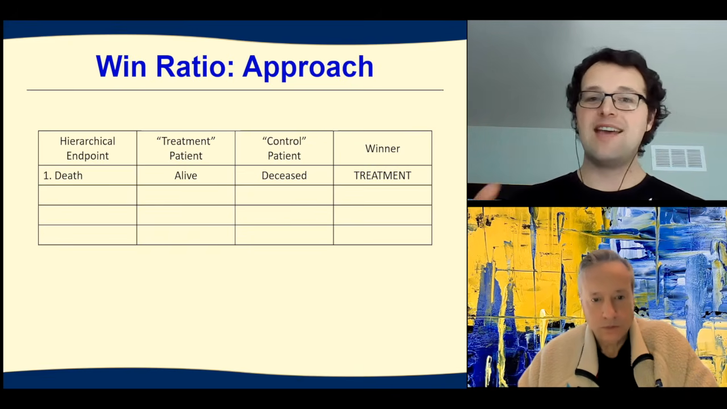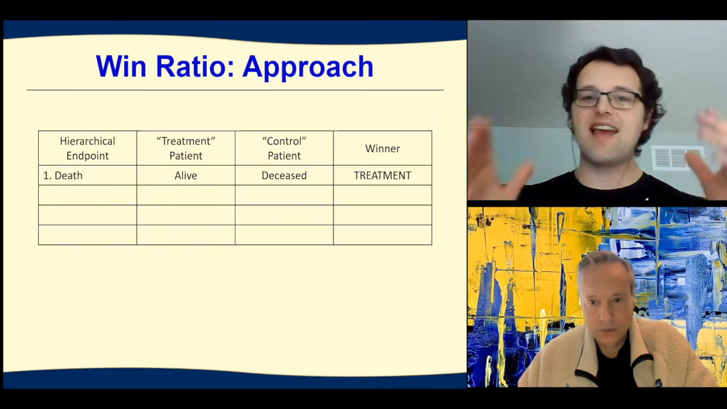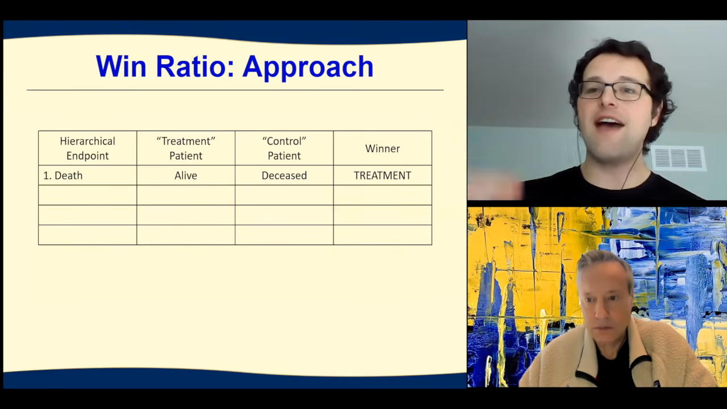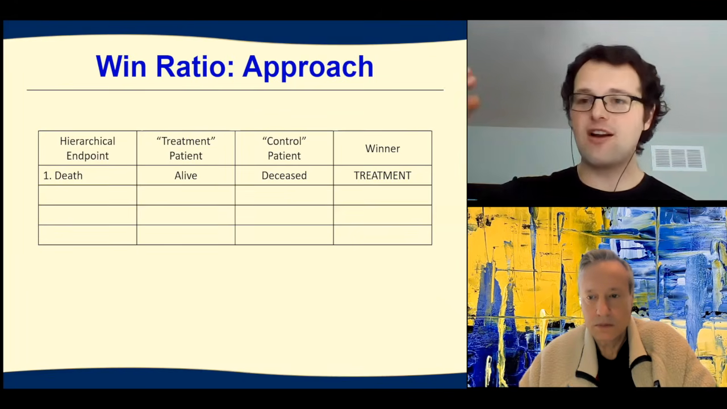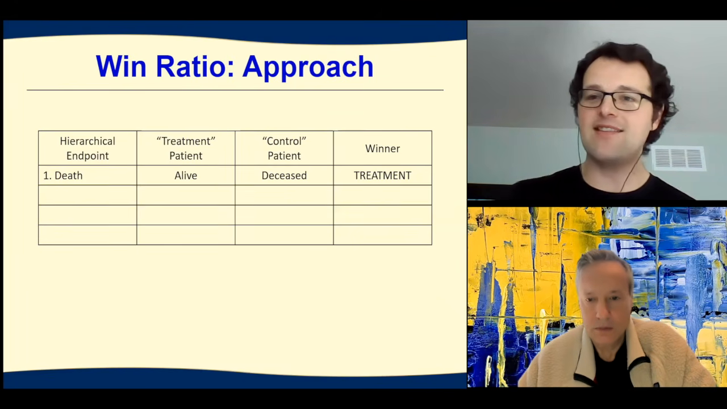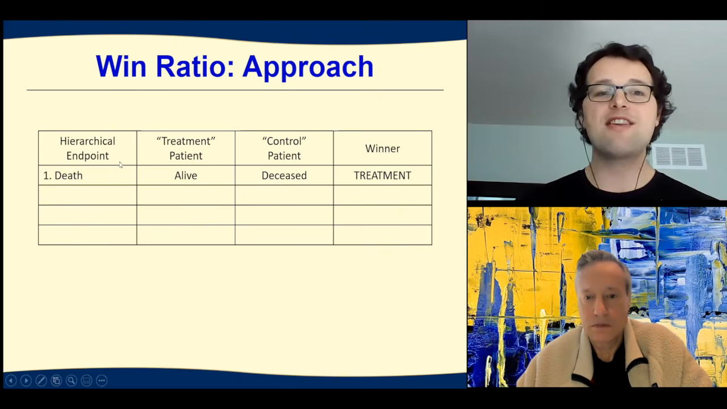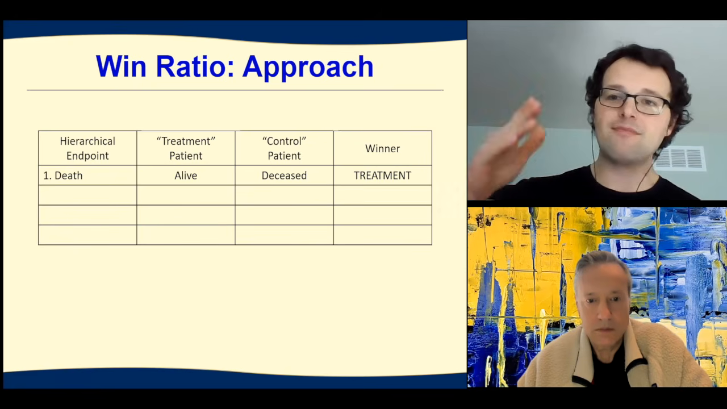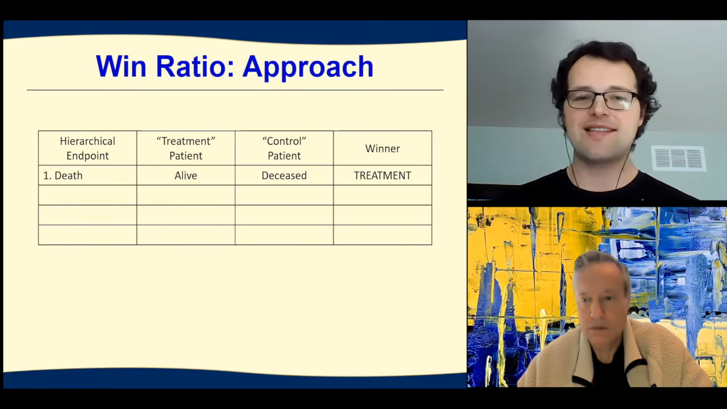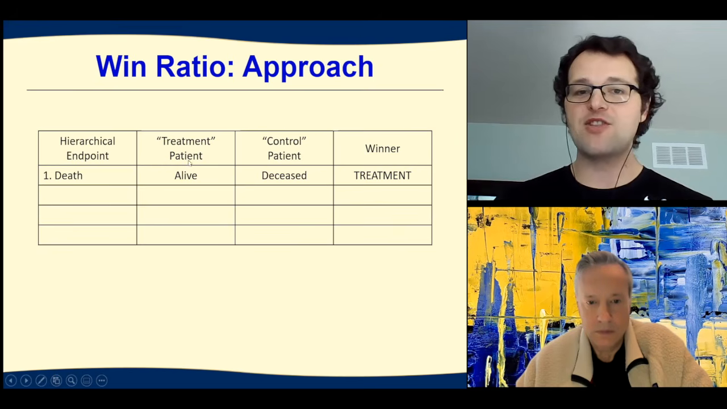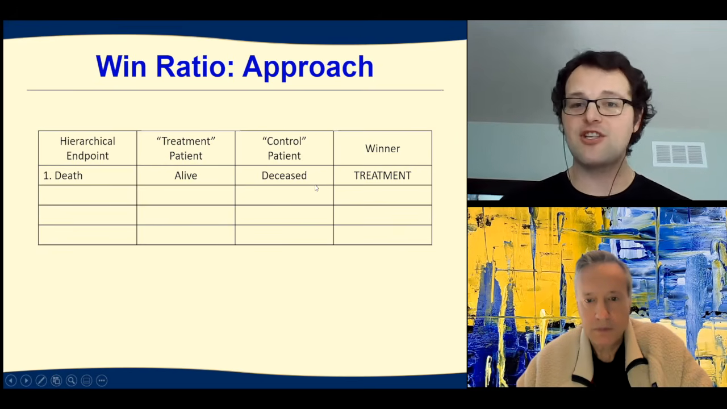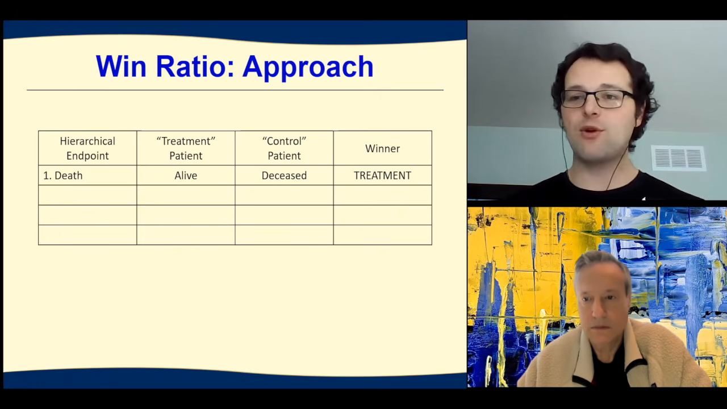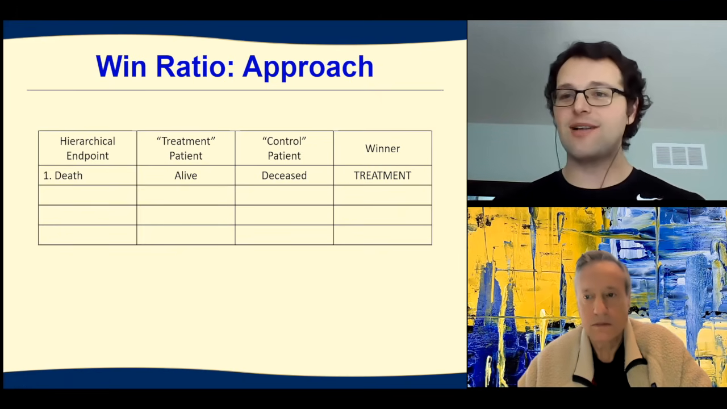What you do is for every pair of patients, every treatment and control patient in your data set, you go down your list of endpoints and you pick a winner in a way that you have pre-specified in this order of endpoints. So for example, suppose the very first layer of my endpoint is death. I will treat a patient that is alive as a better outcome than a patient who died during the study. So if I have a pair of patients, one treatment patient who is alive and a control group patient who passed away during the study, the winner in that pair would be the treatment group. So that's very easy. Hopefully everyone can understand that.